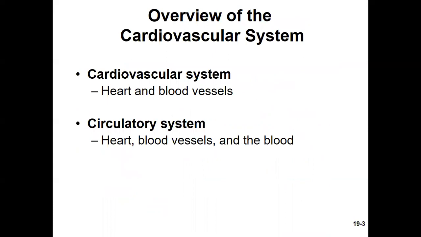As an overview, we can talk about either the cardiovascular system or the circulatory system. When we're discussing the cardiovascular system, generally, we're talking about the heart and the blood vessels. So cardio referring to the heart, vascular referring to the vessels. So the system that is composed of the heart and all the blood vessels. Whereas the circulatory system includes not only the heart and the blood vessels, but also the blood that is circulating within it.